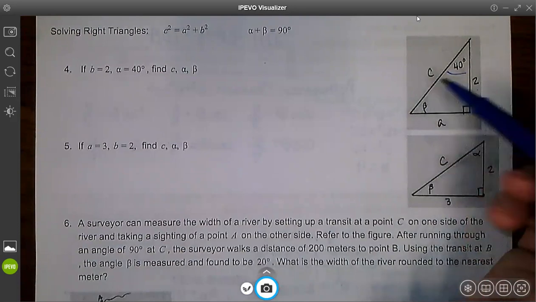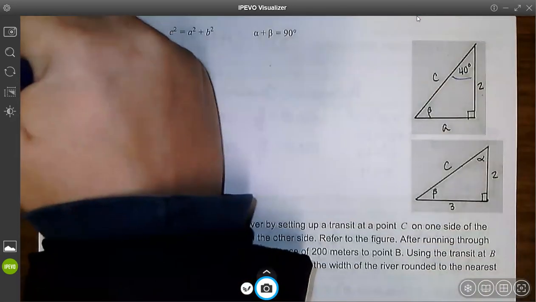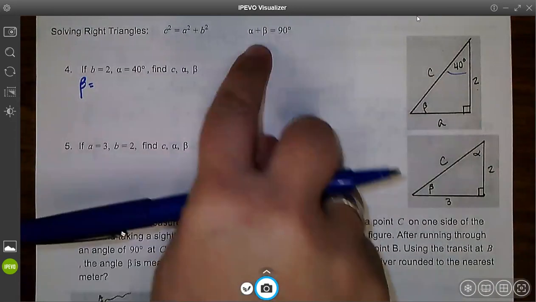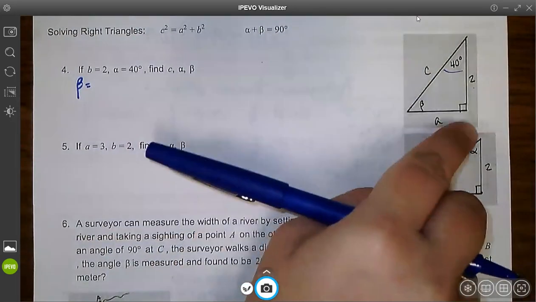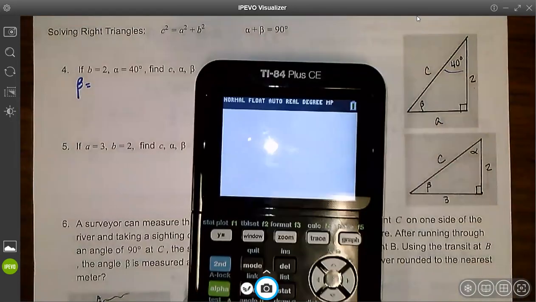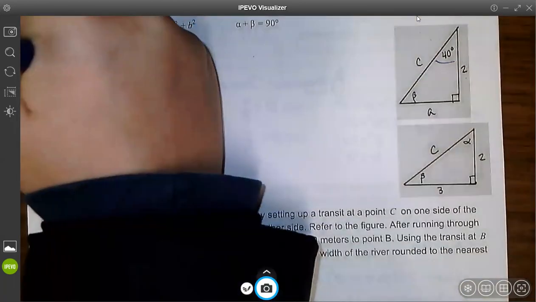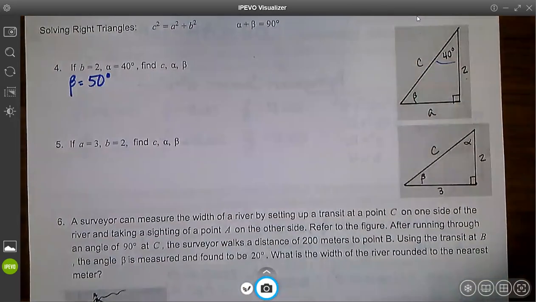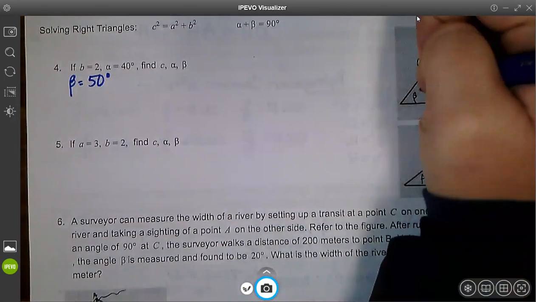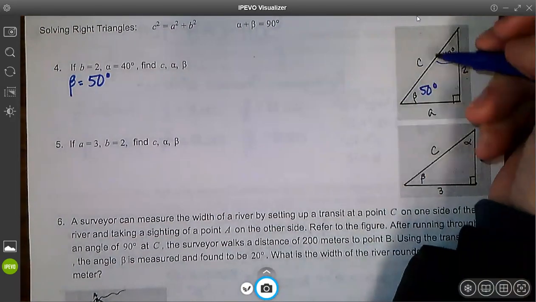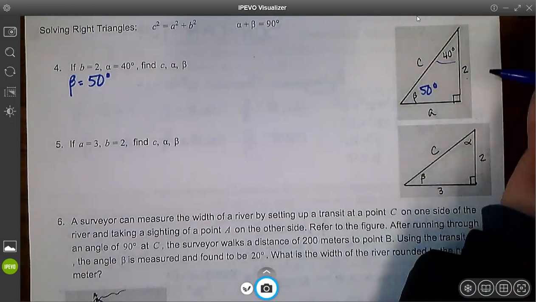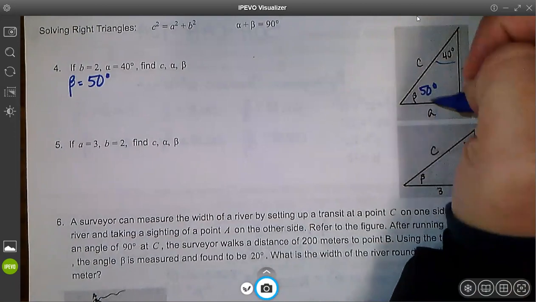So we need to find beta. Beta is going to be the easiest thing to find because those two together have to equal 90 because we have a 90-degree angle. So I'm saying 90 minus 40, which is 50 degrees. So that's beta. Now I need to find C or A. It doesn't matter which one you want to pick. I'm going to use A first.